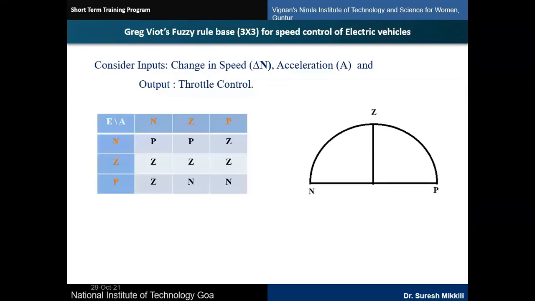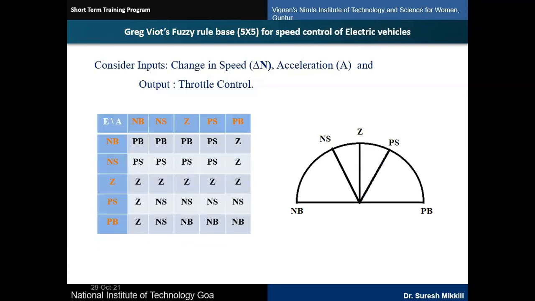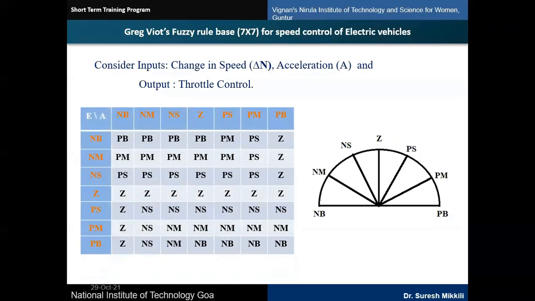If there are only three: zero, positive, and negative, with three inputs, error is three, and change in error or acceleration also has three. Then how does the 3 by 3 rule base, 9 rules, look? If there are 5 input variables, so a 5 by 5 system, how are 25 rules created? Then if it is a 7 by 7 system, how does the rule base have to be created?